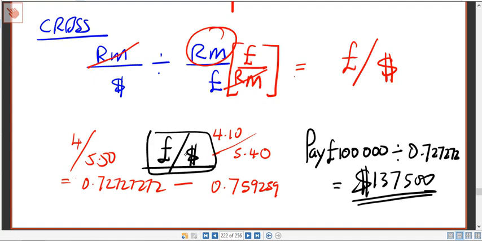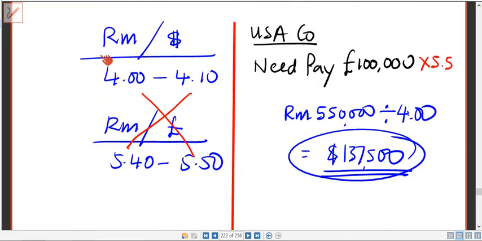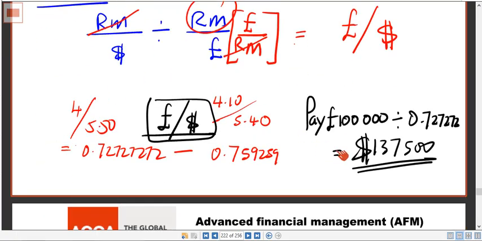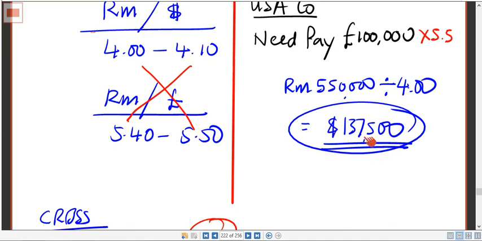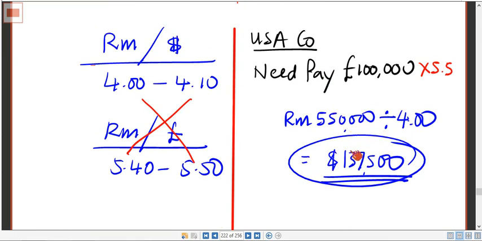Just have to make sure when you cross it, this is your cross rate now. Earlier we got one cross rate. Now we have to get the low cross rate and the high cross rate. It is totally wrong to take the cross rate, this divided by this. That's wrong. You cannot use it, because if you use this, trust me, you will never get 137,500. Because at the end of the day, you must get back this answer, correct or not? Why did I do this? Because I just want to check. The answer must be the same.